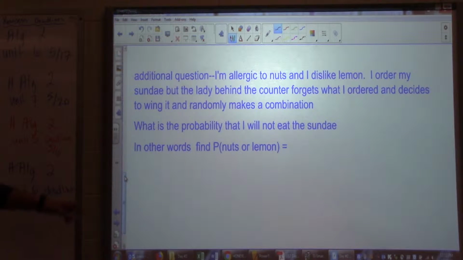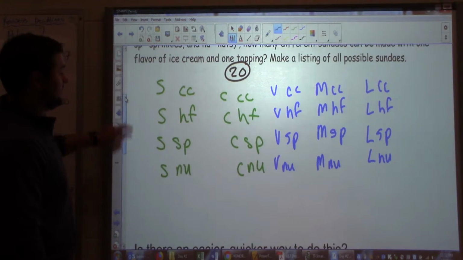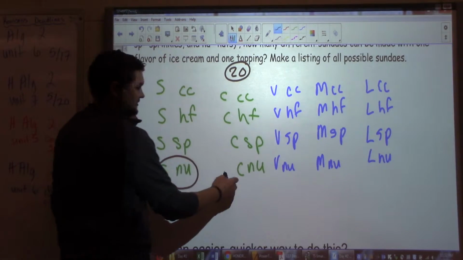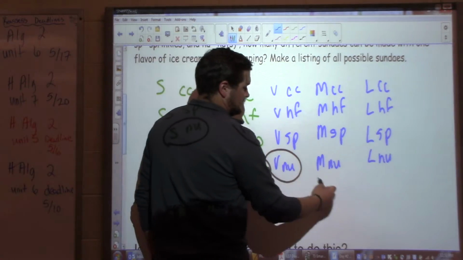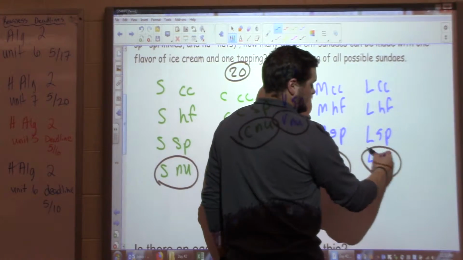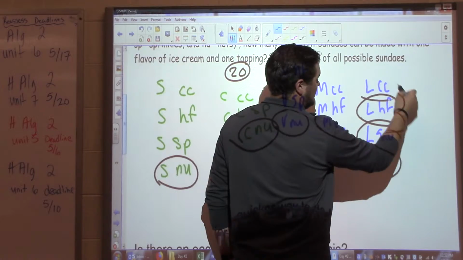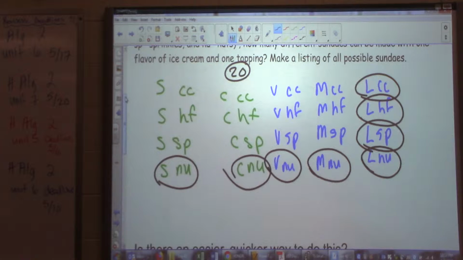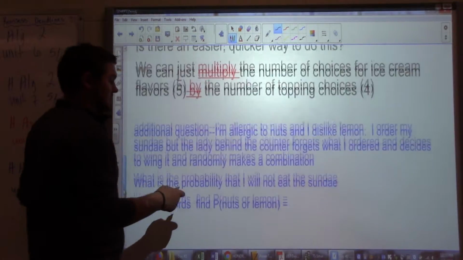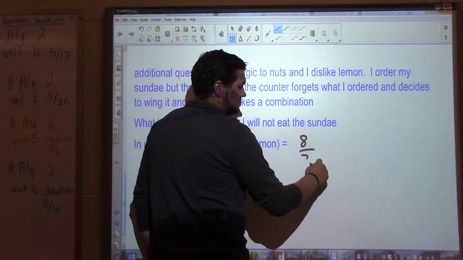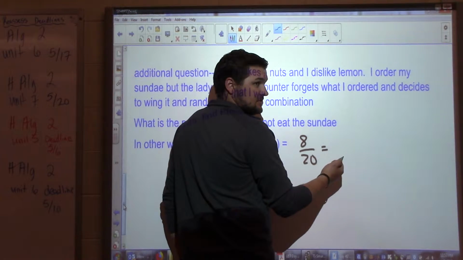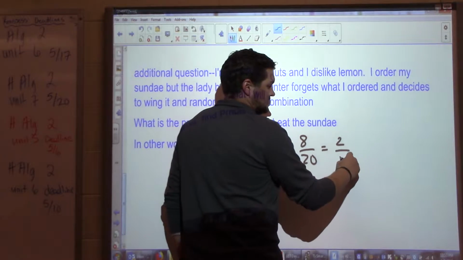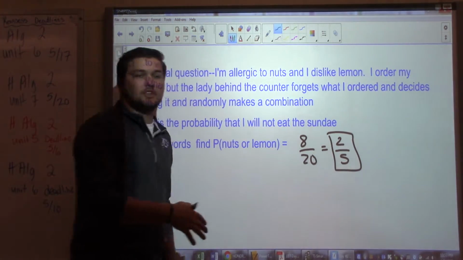Well, one way could be, just go up here, circle how many have nuts, circle how many have lemon, and count it up, put it over the total number, right? Which would be how many? 8 out of 20. Which is the same as 2/5, right? What's the other way you could have done it? By using probability.